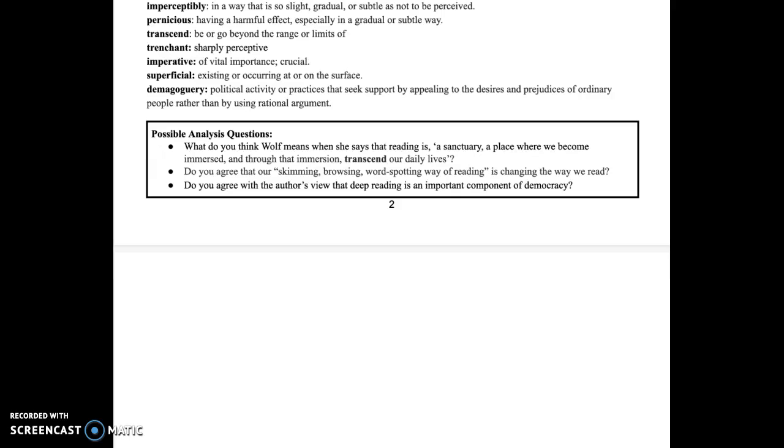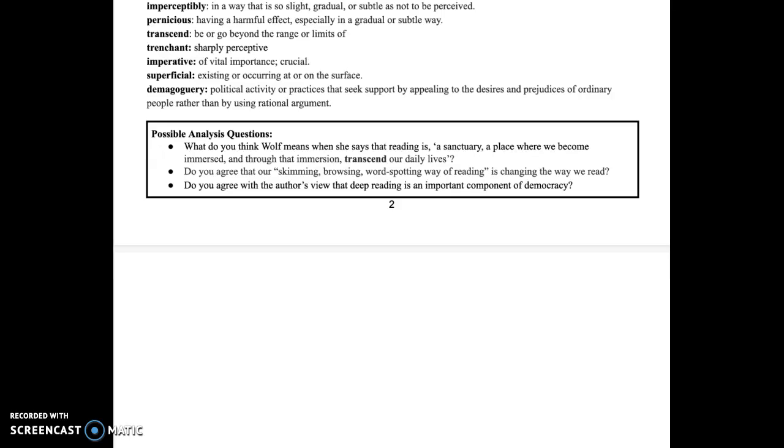So usually one of the analysis questions, I'll take a quote that I think is interesting and have you analyze what you think it means. Number 2, do you agree that our skimming, browsing, word spotting way of reading is changing the way we read? So this would be more of, again, a personal text-to-self connection. So this first question, looking more deeply into the text. Second one, making another connection. And the third question, do you agree with the author's view that deep reading is an important component of democracy?